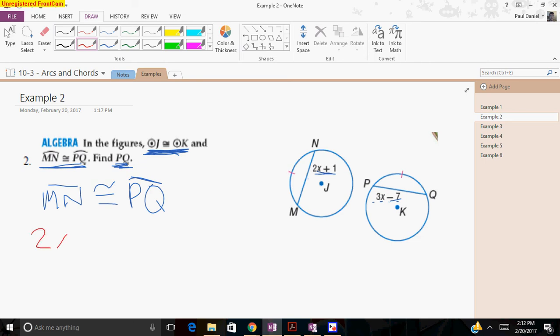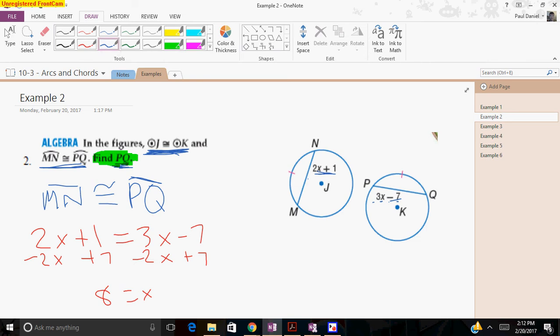I'm going to say 2x plus 1 is equal to 3x minus 7, because I know that these two values must be the same. I'm going to subtract 2x from both sides. I'm going to add 7 to both sides. And when I do that, I get 8 is equal to x. Unfortunately, they did not ask me for x. I need to always keep that in mind. What on earth did they want me to find in this problem? They wanted me to find the measurement of PQ.